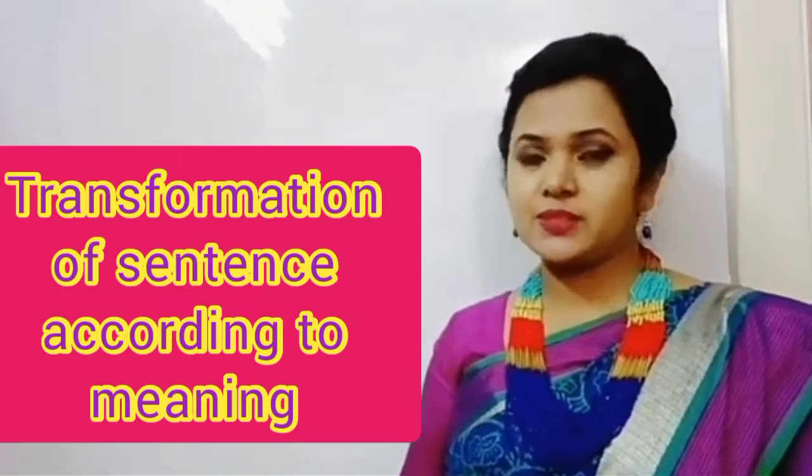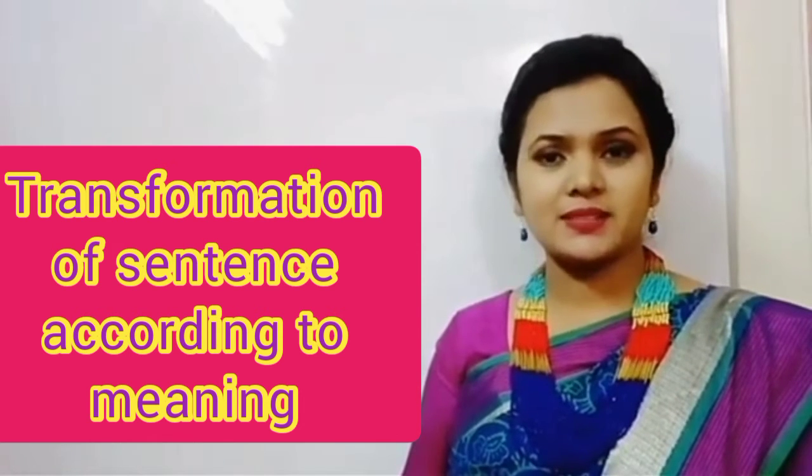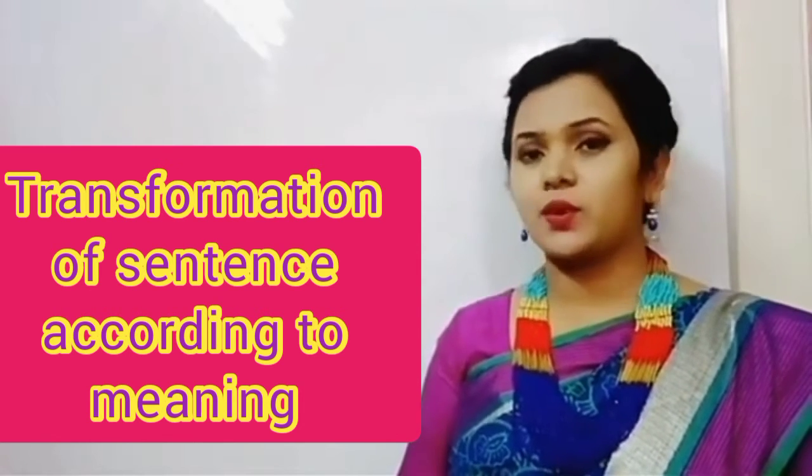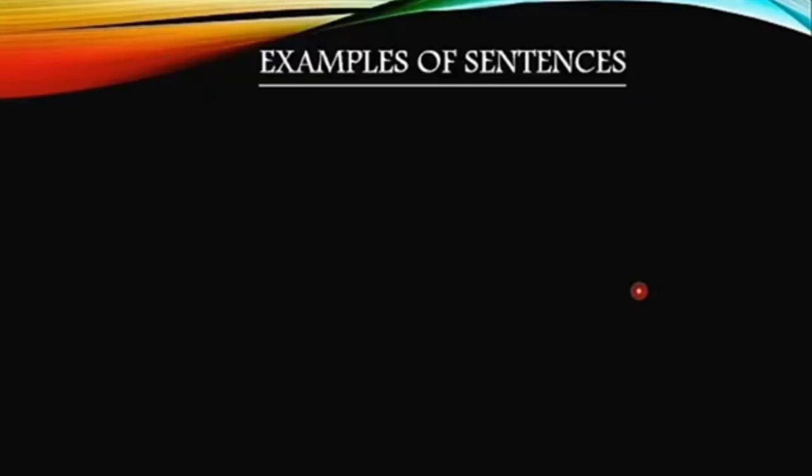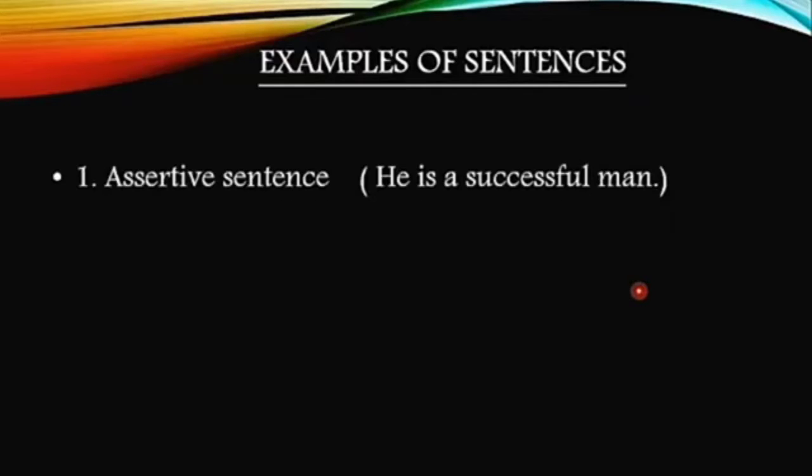From this, my dear students, you already have understood that our today's class is on transformation of sentences according to meaning. That means, as there are 5 kinds of sentences according to meaning, the transformations that we are going to discuss today are going to occur between these 5 sentences. And so, I want to show you how one sentence can be converted or transformed into all these 5 kinds of sentences. I have taken one assertive sentence, which is, he is a successful man.